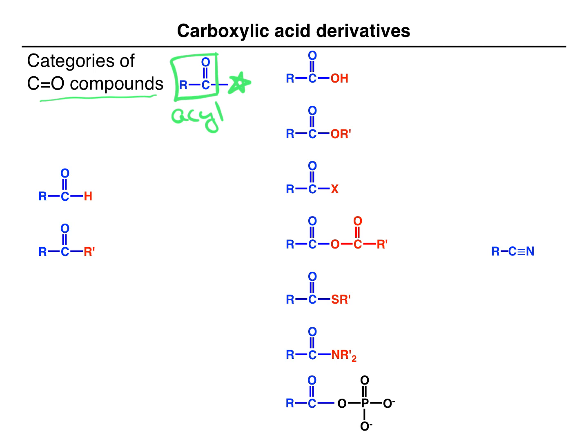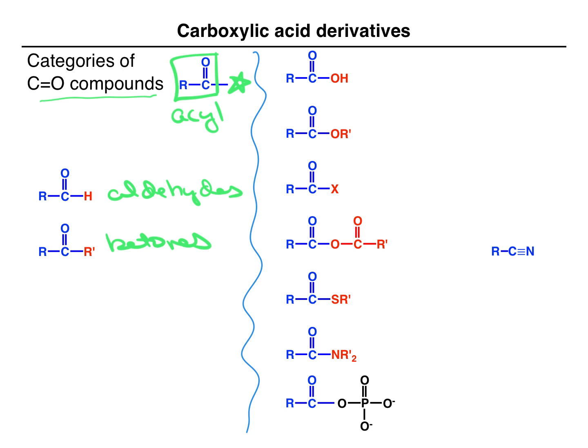We've already spent a lot of time talking about aldehydes and ketones. When the acyl group is connected to a hydrogen or an alkyl group, these are not among the group of carboxylic acid derivatives. Let's focus on the other compounds. If our acyl group is connected to an OH, this is a carboxylic acid. And we can think of this as kind of the parent of this whole group of carboxylic acid derivatives.